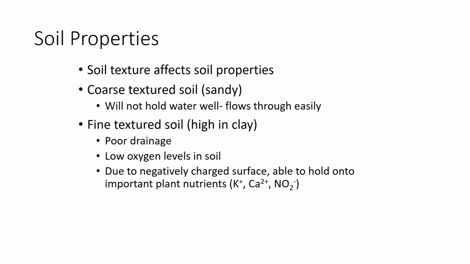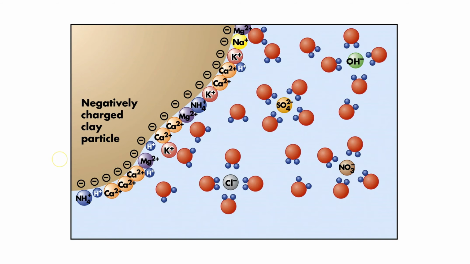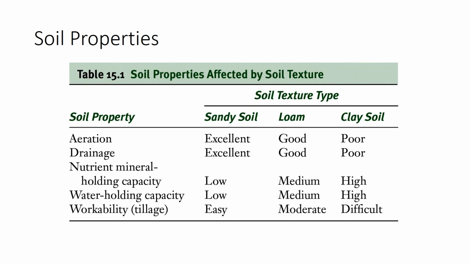All right. So the soil texture affects soil properties. So coarse texture soil or sandy soil will not hold water well. It flows through really easily. And fine textured soil has poor drainage and low oxygen levels, but also has high nutrients, interestingly. The clay particles tend to be negatively charged, and that attracts our mineral ions. All right. So clay soil, lots of good mineral nutrients, really, really poor water properties when it comes to what plants like.